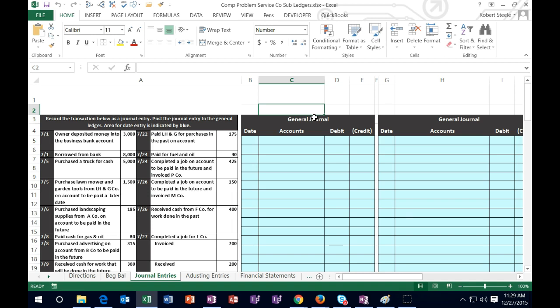I do recommend working problems and looking at problems that relate to Excel because it can really help to see how things are related and it can help with the Excel skills overall.